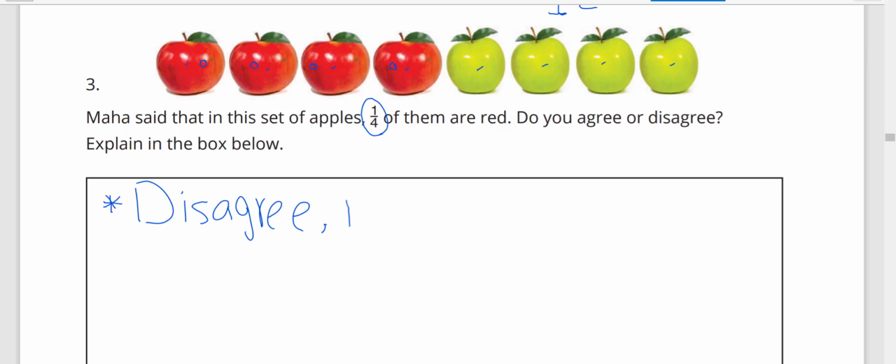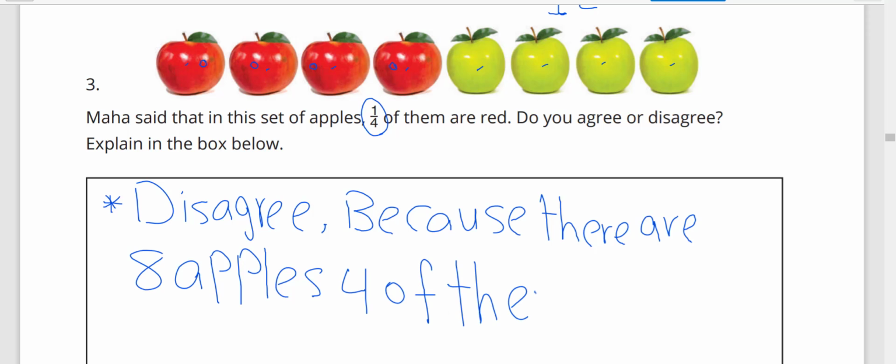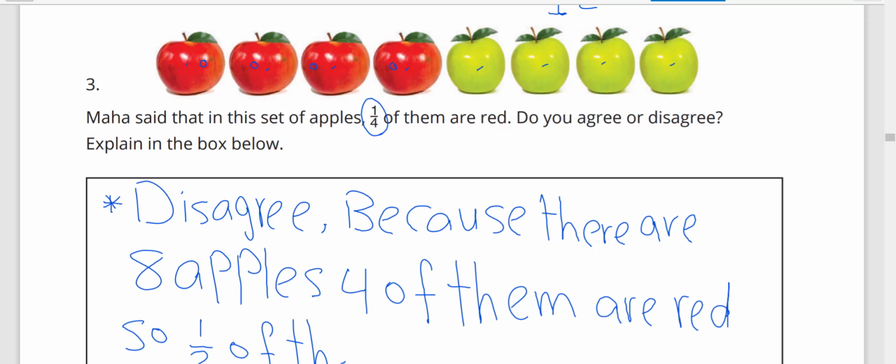Because there are 8 apples, 4 of them are red. So half of them are red.